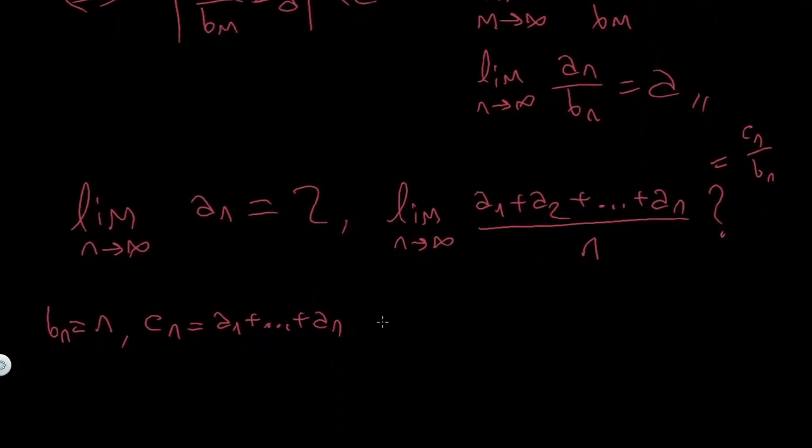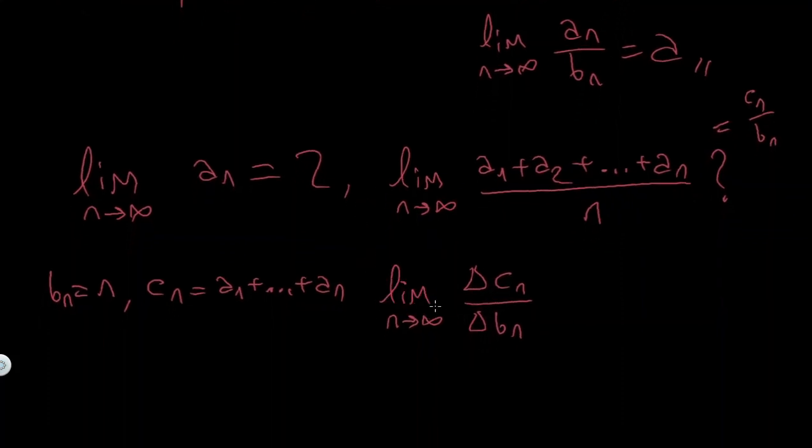And so I'm going to consider the limit as n goes to infinity of delta cn over delta bn. In the end, if this limit exists, it's equal to my problem. So what is delta cn? It's cn plus 1 minus cn. And what is cn plus 1? I'm adding up to n, and if I add up to n plus 1, it's the same thing except it ends with an plus 1. So cn plus 1 minus cn is just the last term.